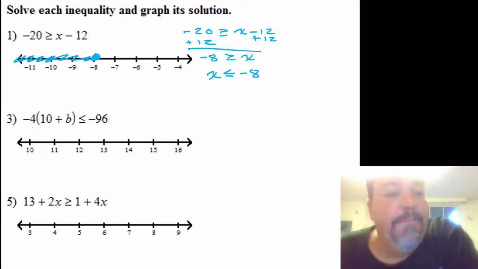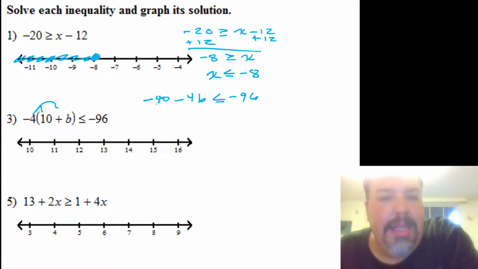For number 3, again, you could do this a couple different ways. Let's start by distributing. So if we distribute, the negative 4 times 10 is negative 40. Negative 4 times b is going to be minus 4b. And that is less than or equal to negative 96. And now we got our b's over here on the left side, and we got a constant.